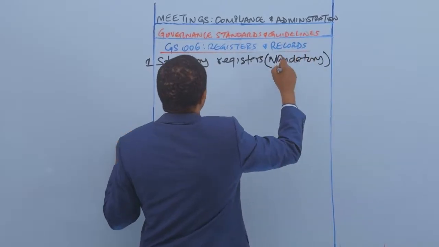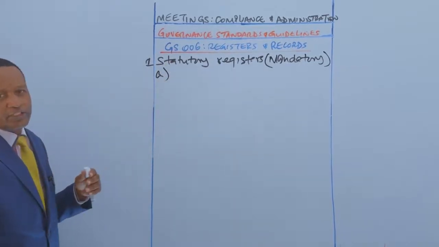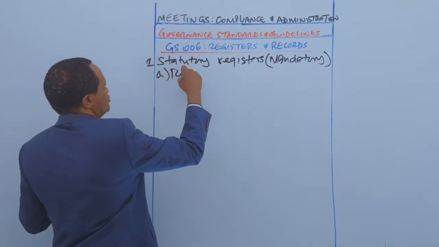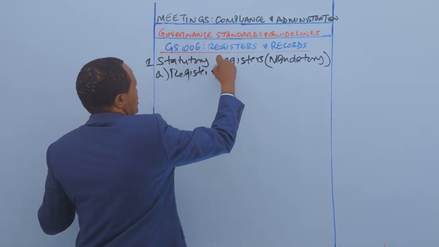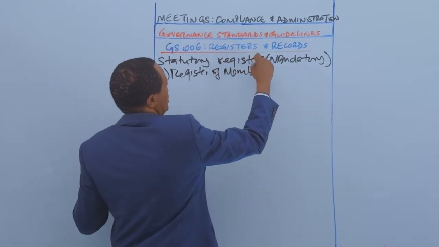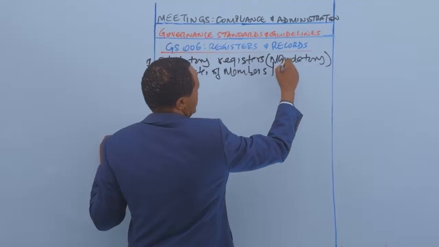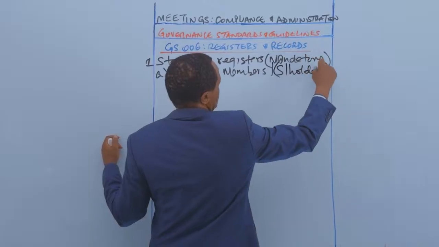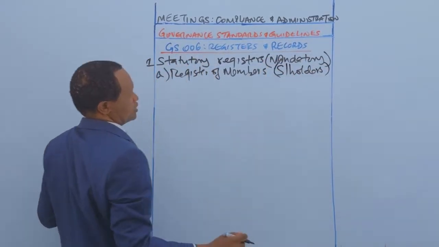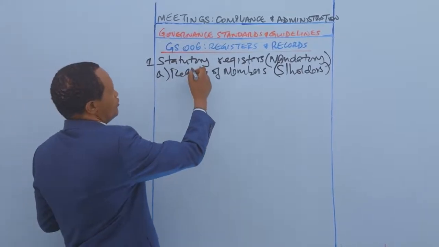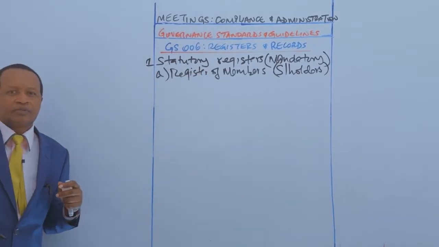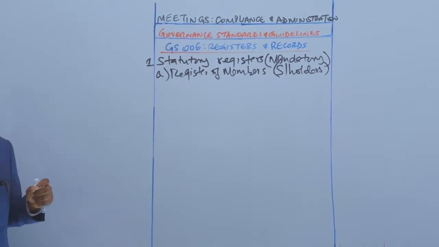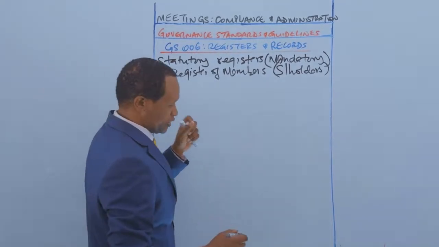Mandatory. The first book is known as the Register of Members. Members are just the shareholders. The definitive record of who owns the company is what we are referring to as the Register of Members.